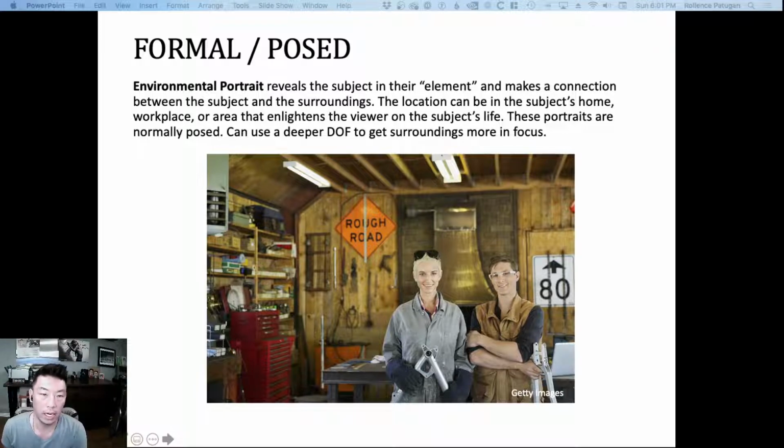Also what you could do is shoot with a deeper depth of field, meaning you'd want to shoot, if you could, f8, maybe f11, so that way you get more things in focus. Because again, you're trying to make this connection between the subject and their surroundings.